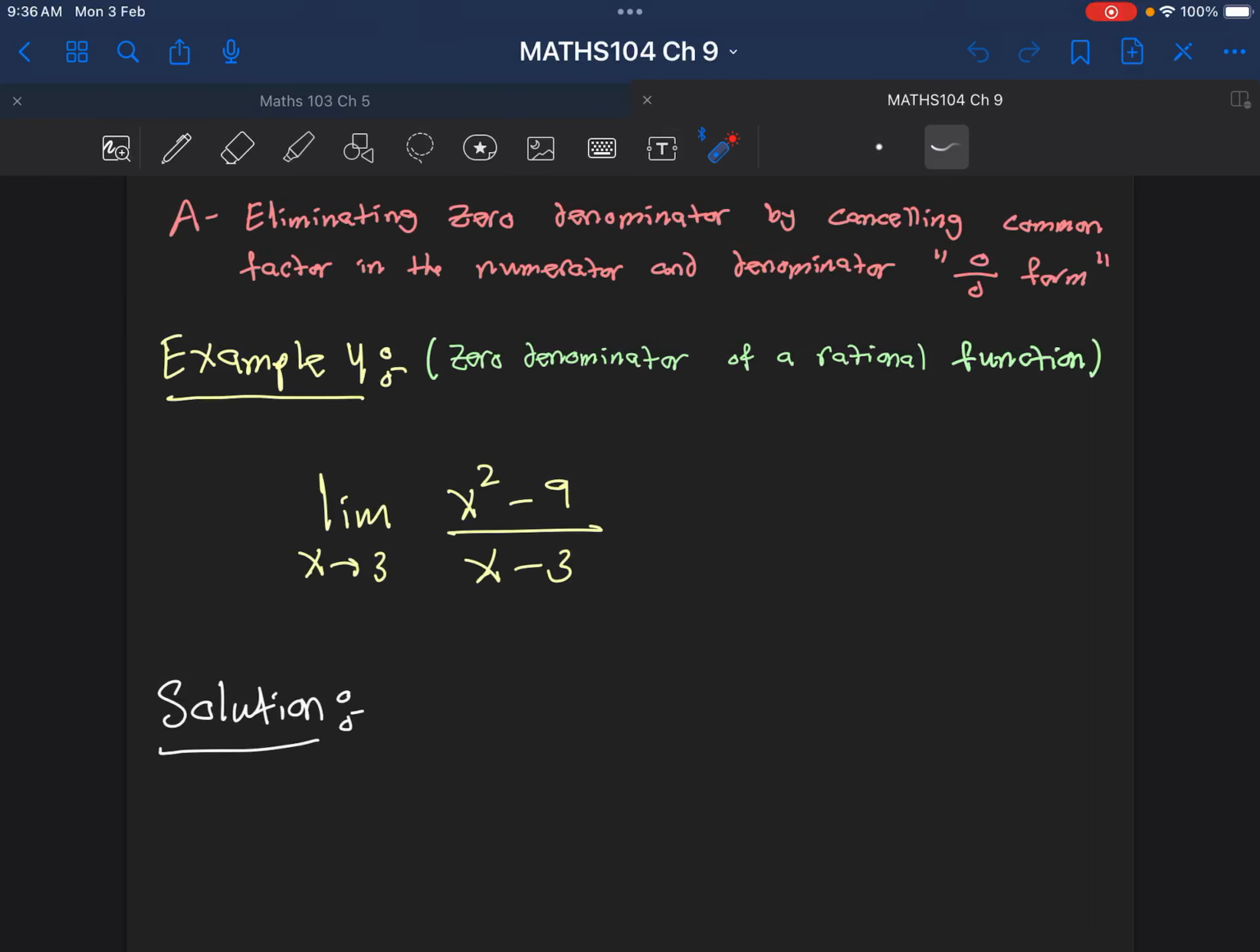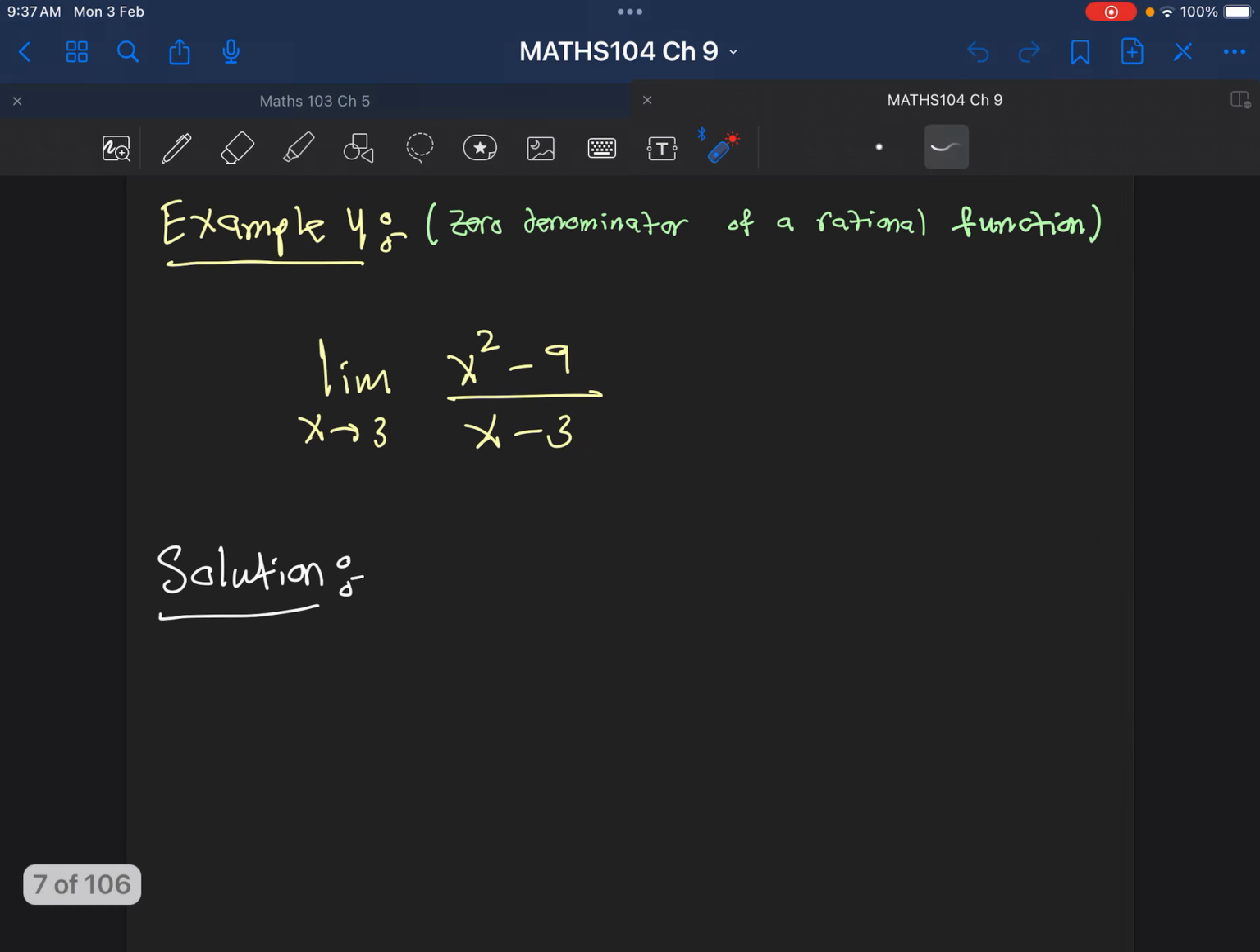We will start with the first type of problems, which we call eliminating zero denominator by cancelling common factor in the numerator and the denominator. This is where we will have to find 0 over 0, and the way we will do it is we need to find a common factor, something similar in the numerator, something similar in the denominator, and we will cancel them out. So let's start with the first example here we have.